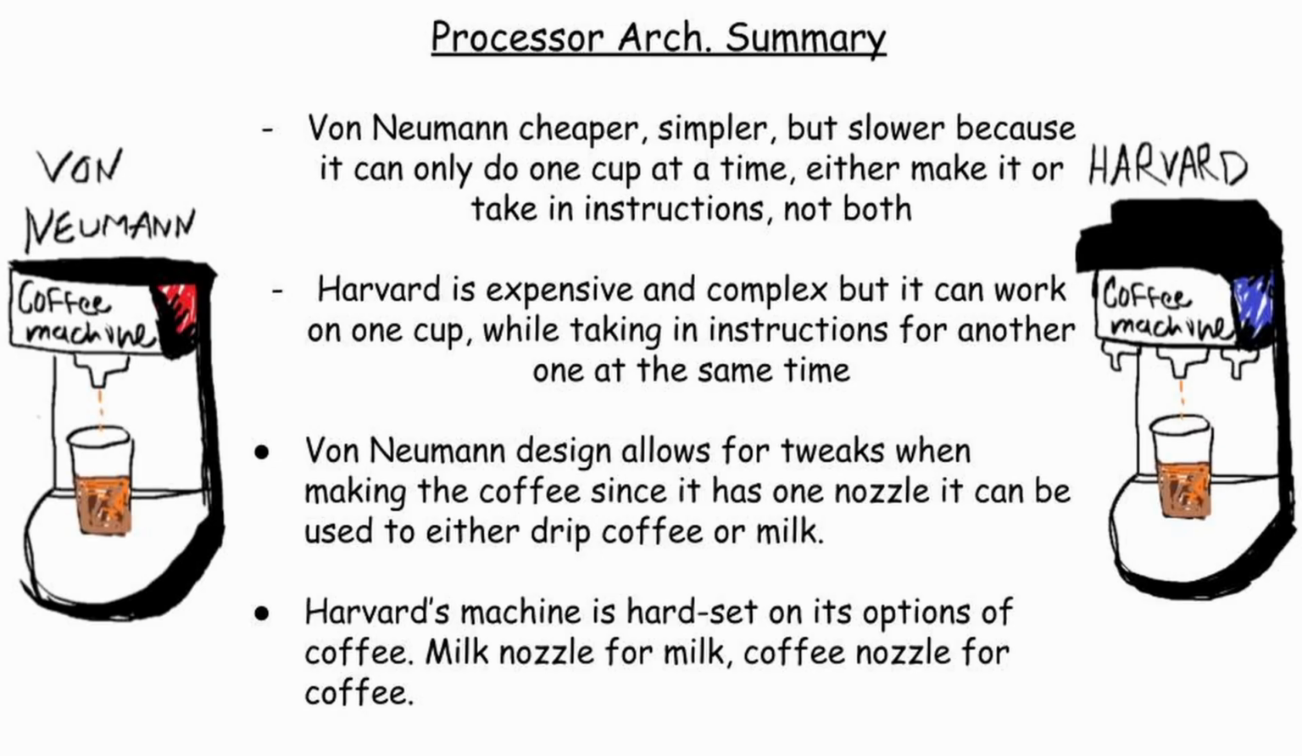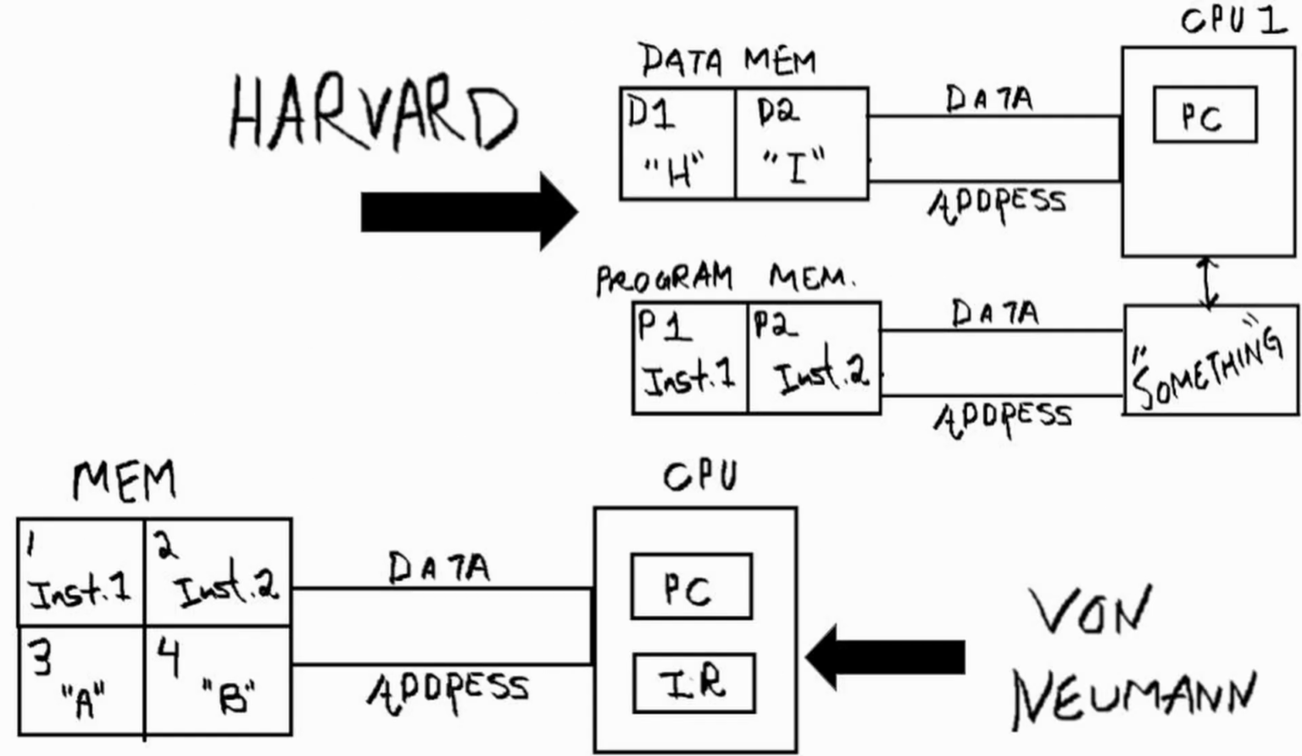Only thing to know is because the data fetch in a Von Neumann can either be an instruction or content, it's designed to have data that can change during executions. While that isn't the case in Harvard, Harvard will always have nozzles restrained to their purposes, one for milk, one for coffee. Here's the drawn diagrams side by side if you need to pause.